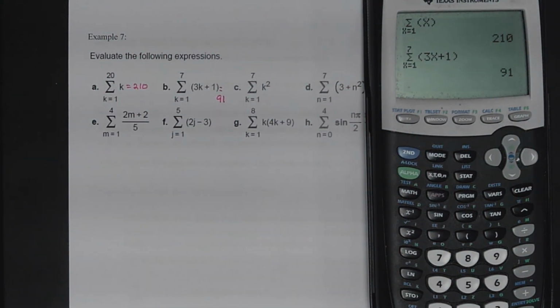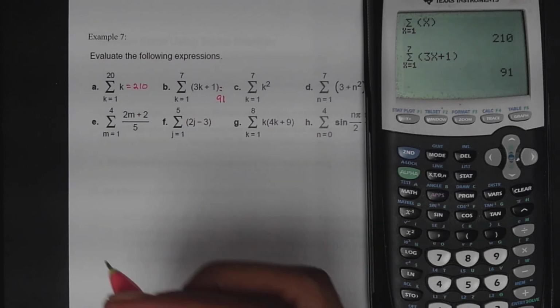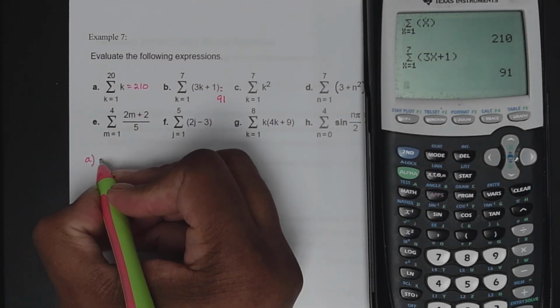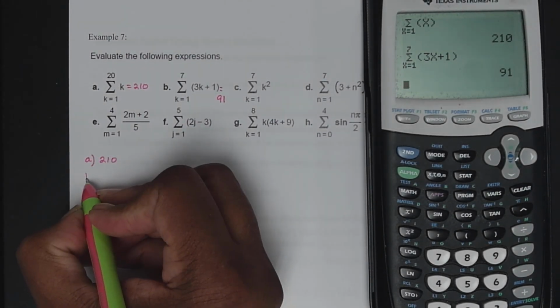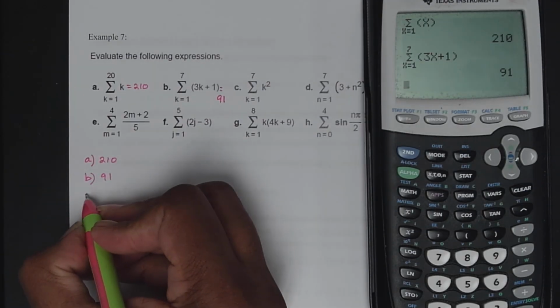So the summation for k equaling 1 to 7 of 3k plus 1 is equal to 91. Or better yet, let me go ahead and put the answers down here. 210, then 91.